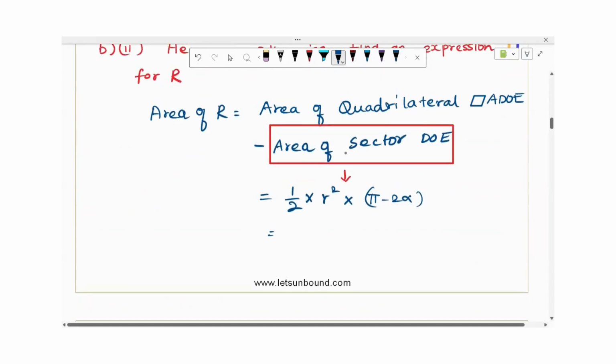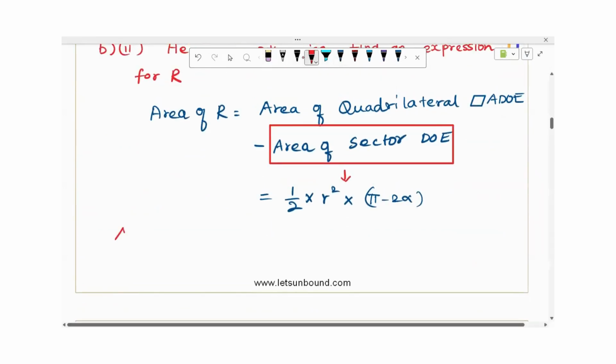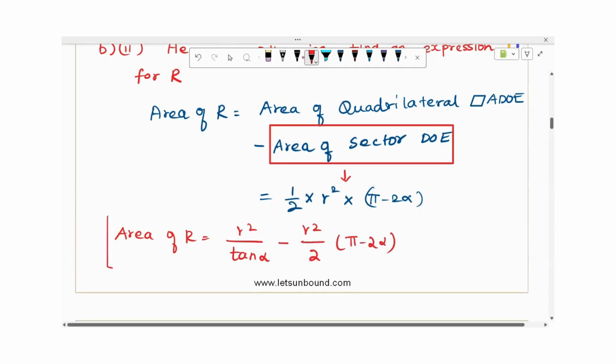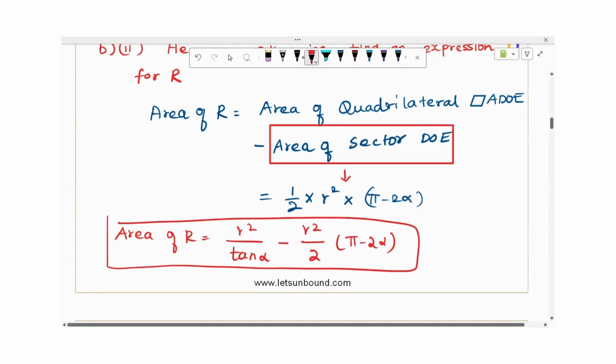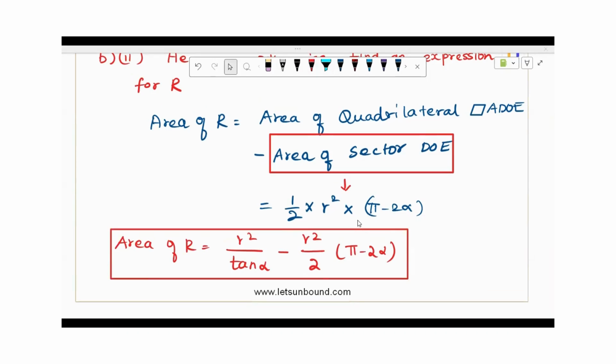So now we have the area of a quadrilateral. So now area of R, let's conclude it here. Area of R is, quadrilateral area is r square by tan alpha, minus this can be written as r square by 2 times pi minus 2 alpha. That's it. This is the expression for the area of the shaded part. Hope it is clear. Right? And that's simple.